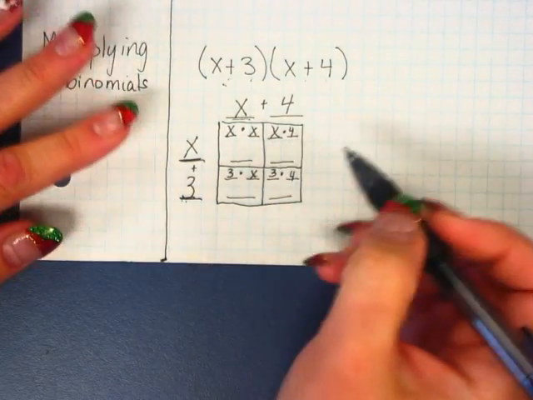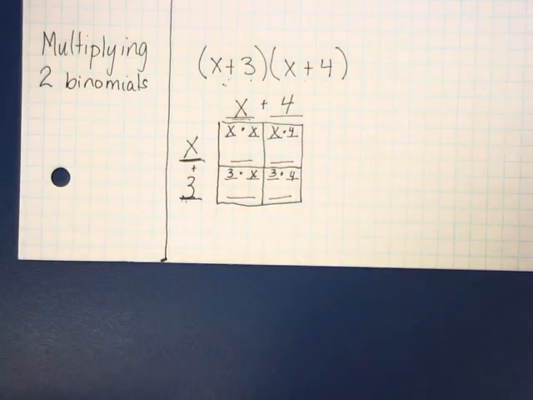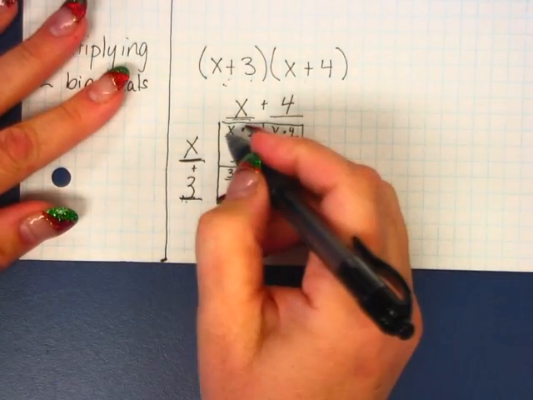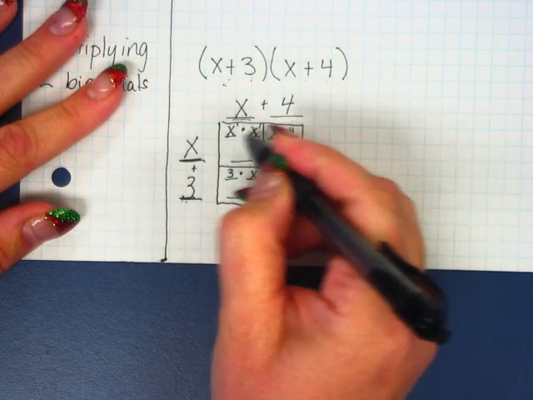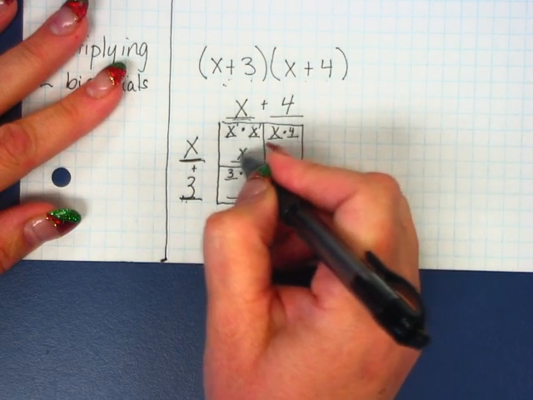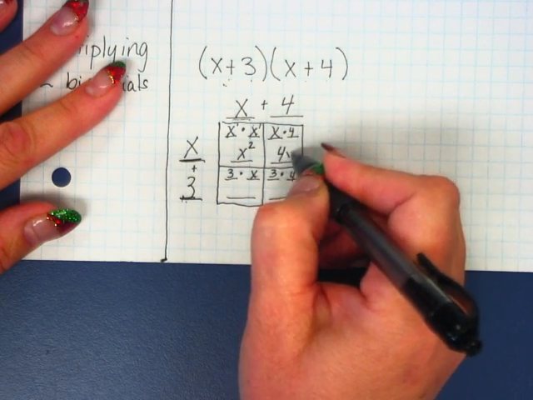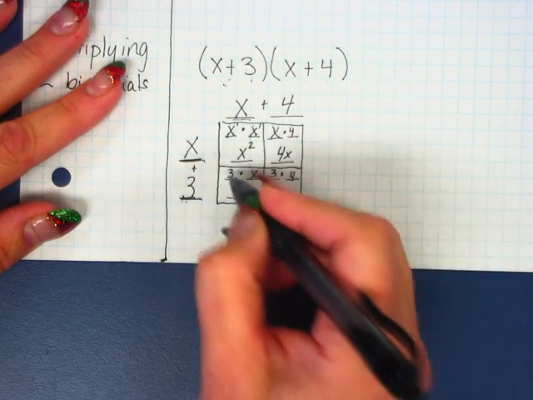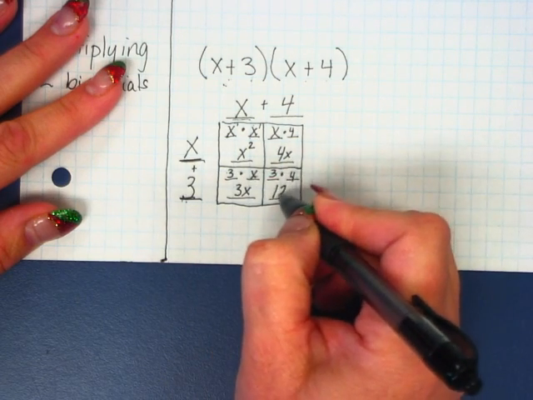Now we're doing the multiplication inside each individual square, each individual box. So an x times an x, and remember there's one power, two bases with two exponents, we multiply. X times 4 is just 4x. We usually put the number first. 3 times x is just 3x, and then 3 times 4 is 12.